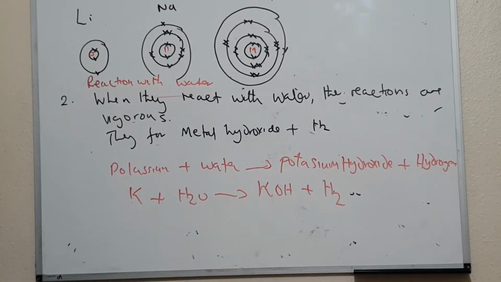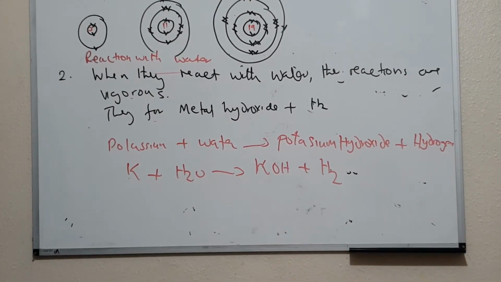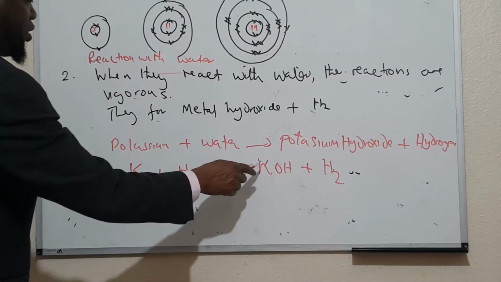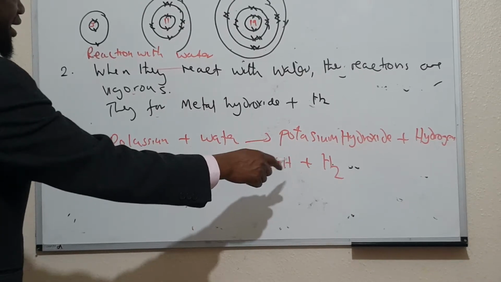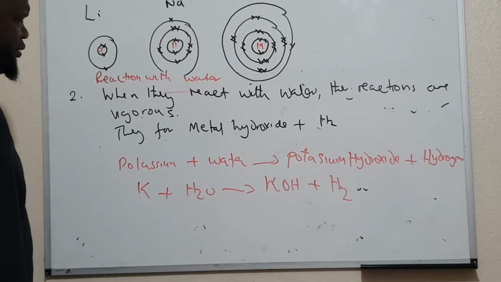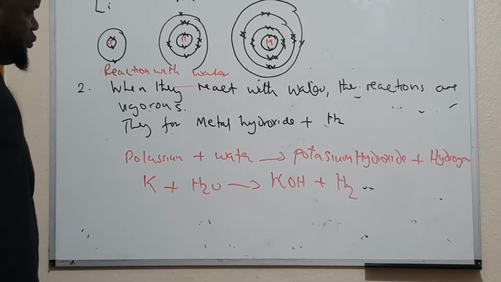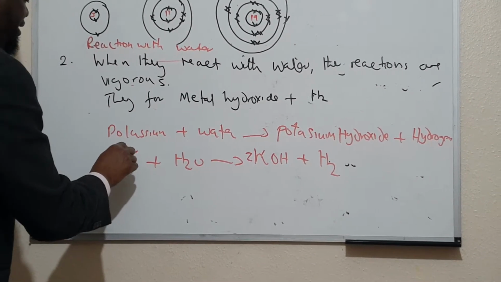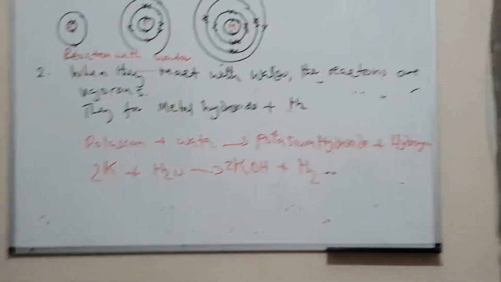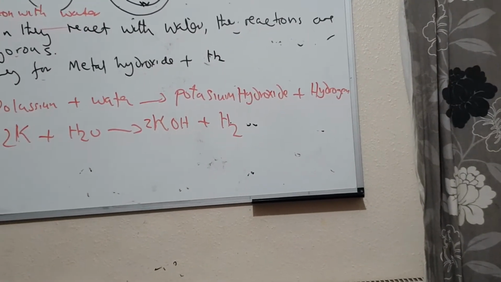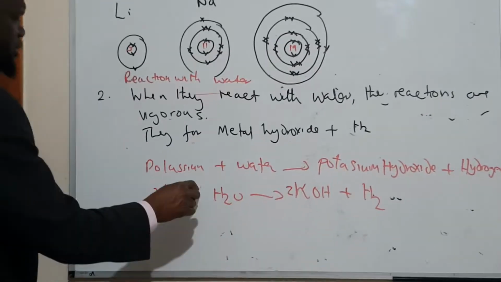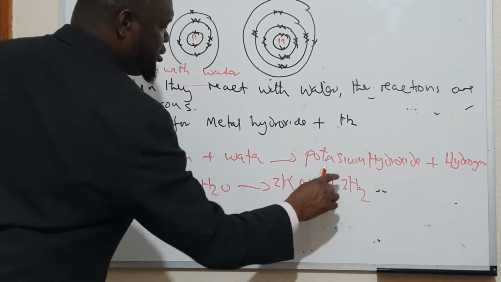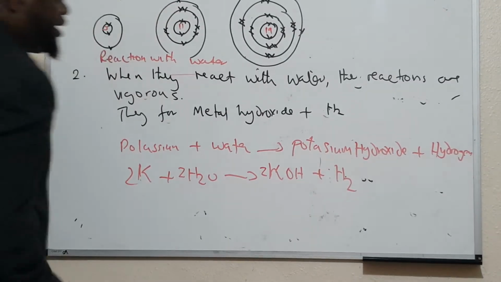Now, is this balanced? No, it doesn't balance. 2 hydrogen, 1 oxygen on one side, 3 hydrogen on the other. So what do you do? You have to add. You put 2 here and 2 here. Now, no, it's not balanced. You have to add 2 for the hydrogen as well, and 2 here. Because only 4. Yes, it's now balanced.